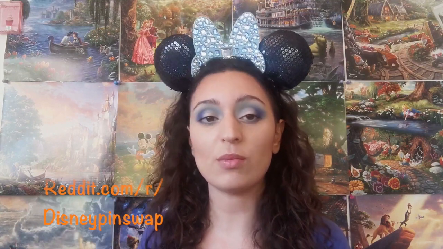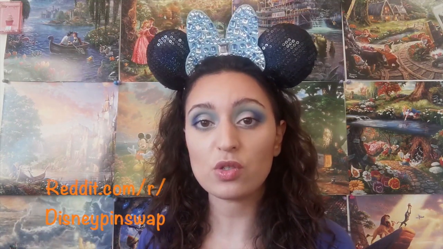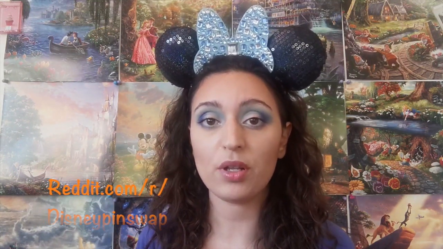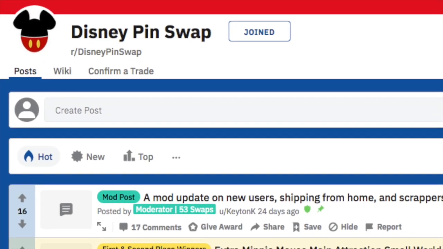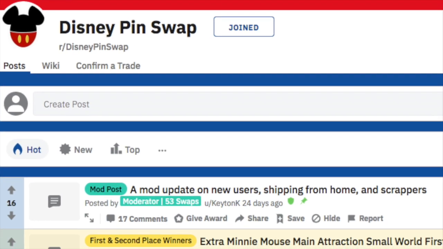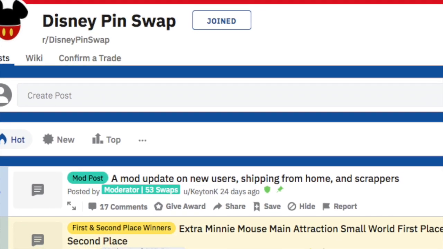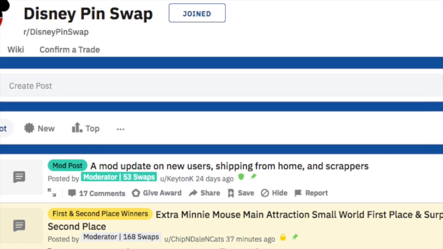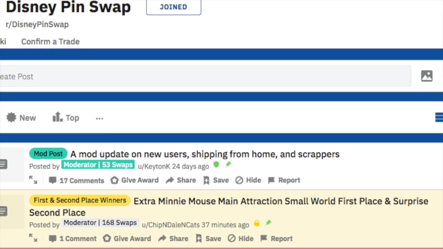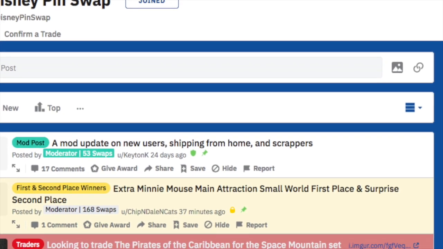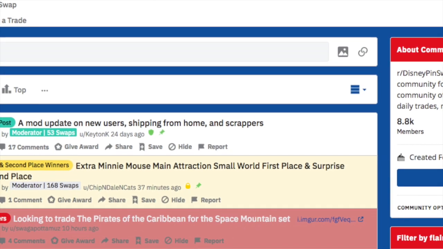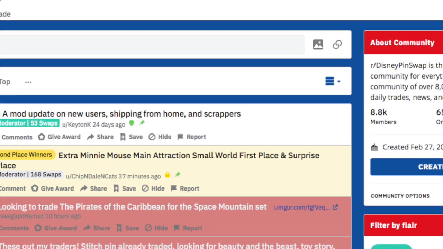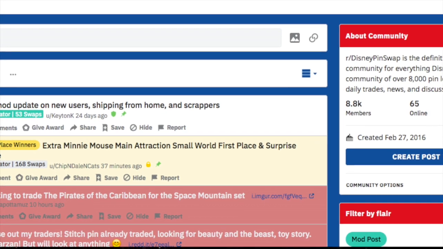The third way that I like to trade online is through the subreddit Disney Pin Swap. I will link that down below. It is a wonderful source for trading. The community is growing every day. I remember a couple years ago it was only at maybe 3,000 subscribers, and now they're at 8,000. A couple years later, it's completely grown, and I'm so happy for everybody on that subreddit. It feels like a family.